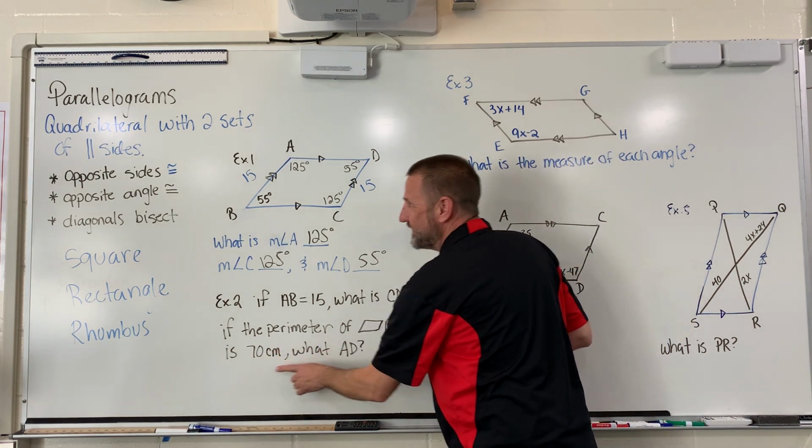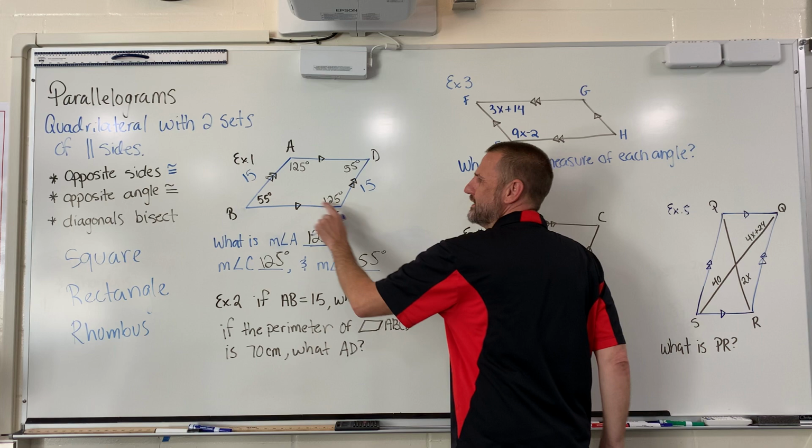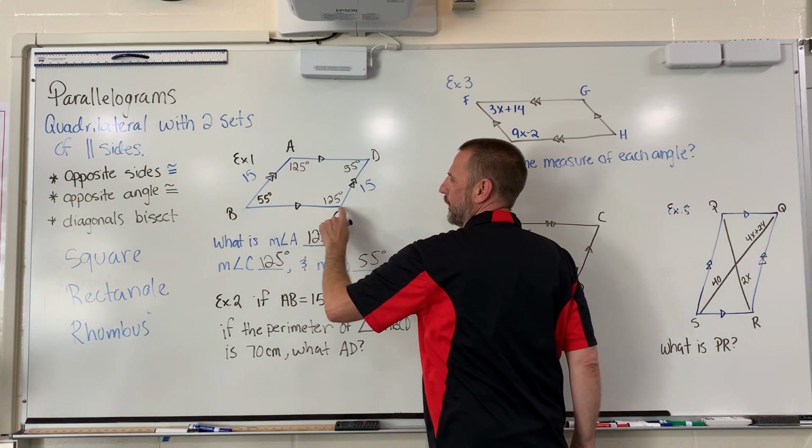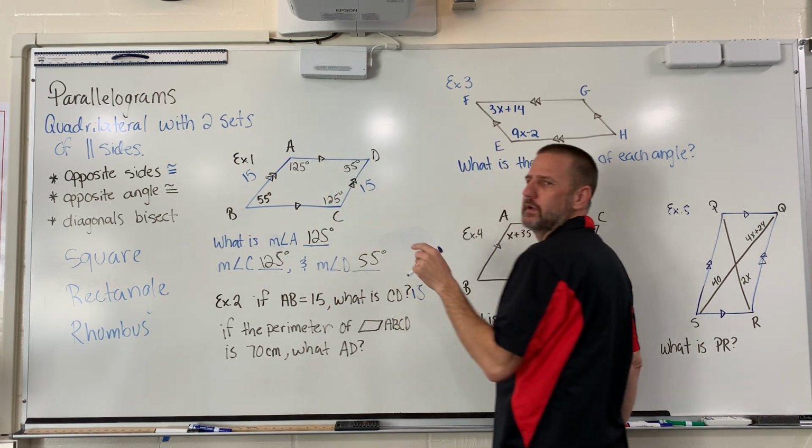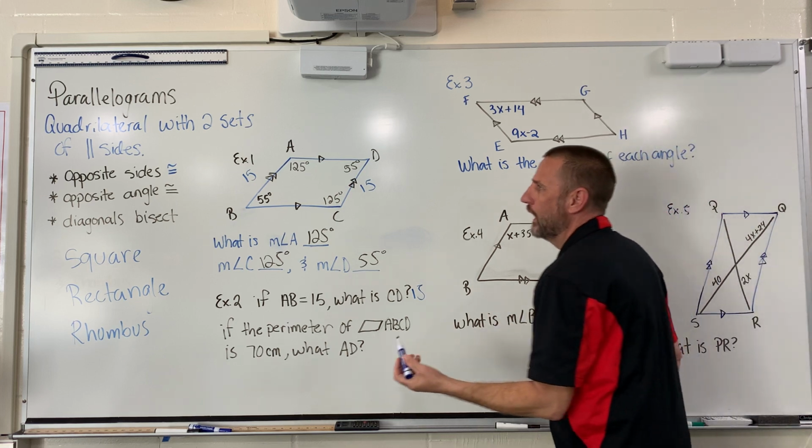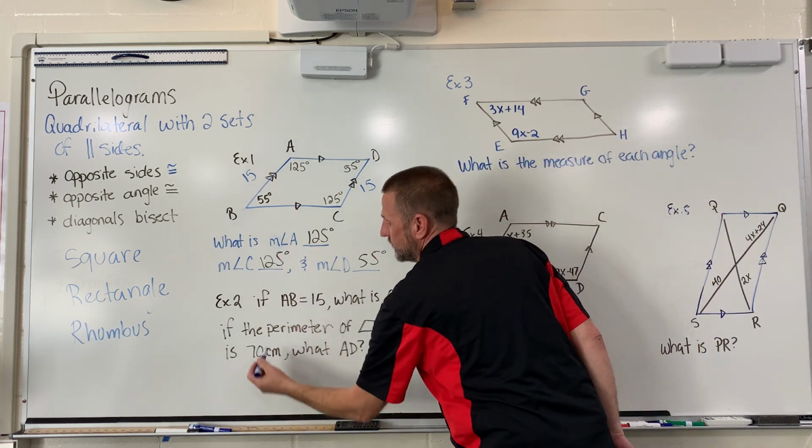If the perimeter is 70, well, that means perimeter is the distance all the way around the outside of the shape. So the distance all the way around, well, I know that we have 2 sides that are 15.